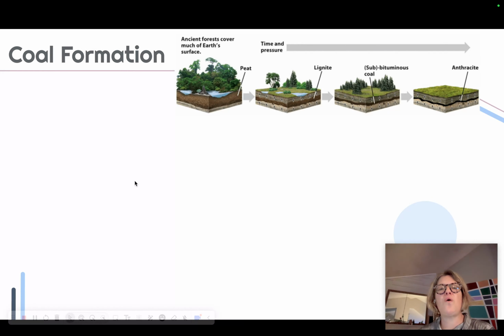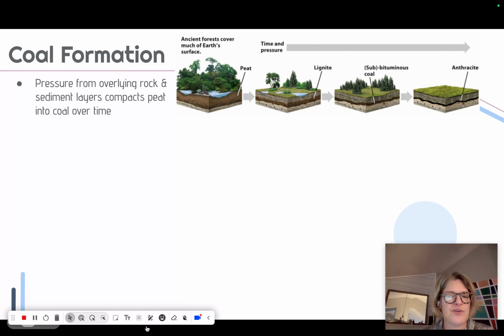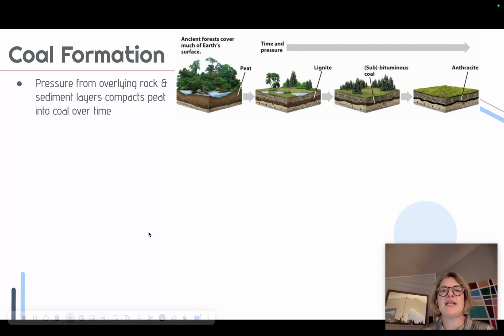All right, so coal formation. Coal is another type of fuel that we want to talk about. The reason we talked about peat in the last slide is because it's sort of the first stage of coal formation. You can see here we have trees that die, they get trapped under the ground, and they're decaying still under the ground in that organic layer of soil.